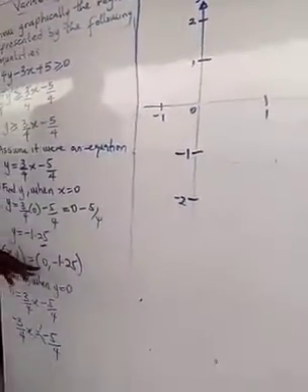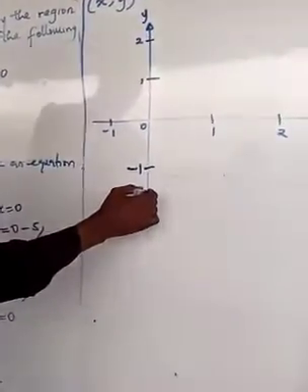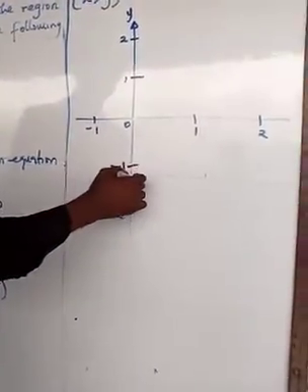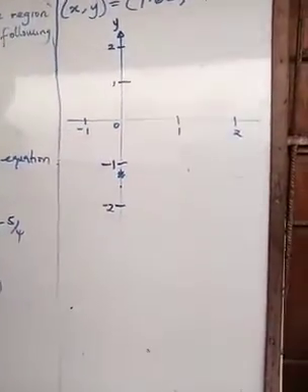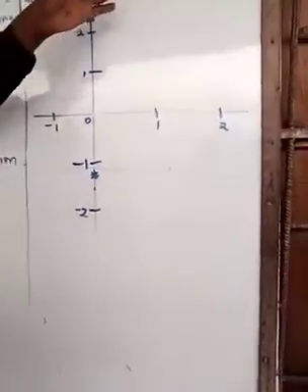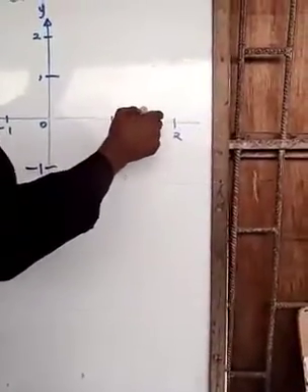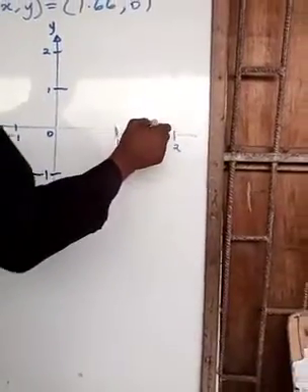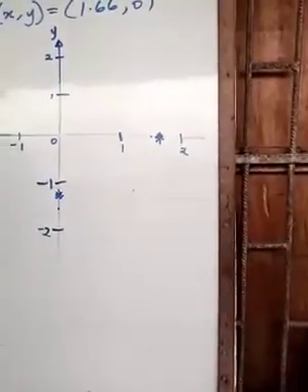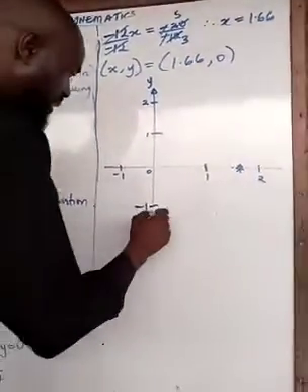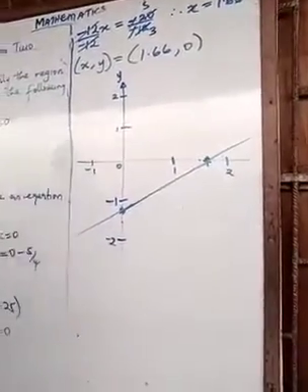So for this part, when x is 0, y is minus 1.25. So minus 1.25 is somewhere here. Then when x is 1.66, let's say this is 1.5, so 1.6 should be somewhere here. So you are going to join with a continuous line joining those 2 points. You have a continuous line.